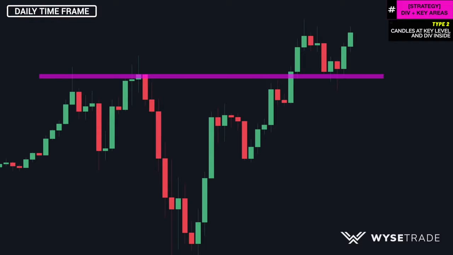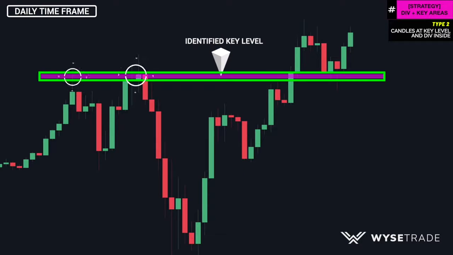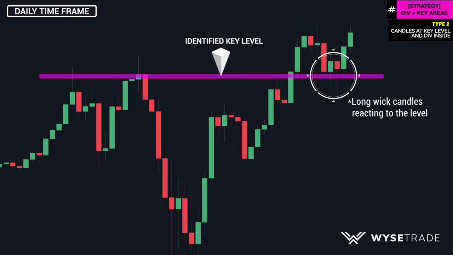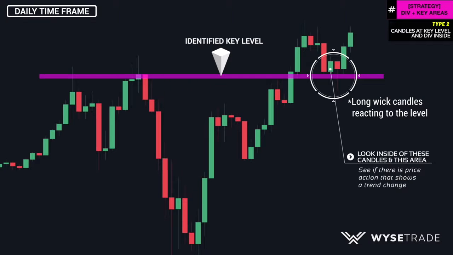Here's the daily time frame. This was your clear moving uptrend. Key level here because of these two reversal points. So after we had these two perfect long wick candles reacting to the level, we wanted to look inside of them to see if we had price action that signaled a possible trend change. So let's pull up the 4-hour.